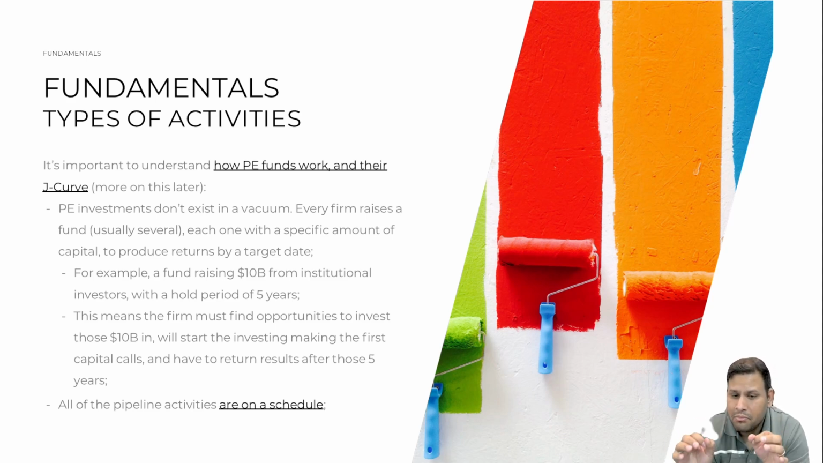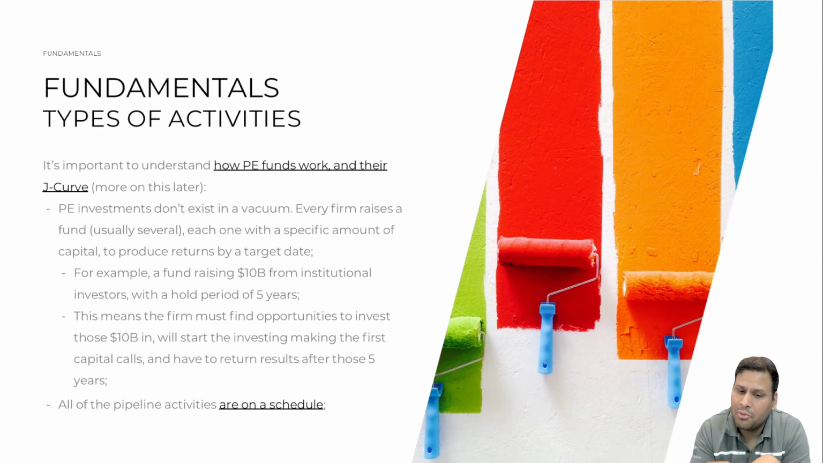This means the firm must find the companies for those 10 billion investments, and they have to make interventions, monitor those investments, and give them an exit so that these investors can make a profit, right? So this is the typical activity once you raise a fund. The third point is, the firm must find an opportunity to invest those 10 billion, and will start the investment by making the first capital calls. Whenever they start to invest, they have to do first capital calls.